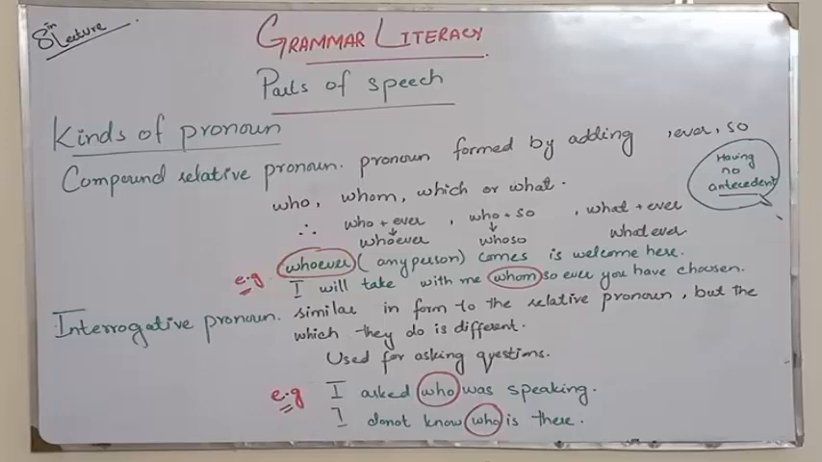The next one is: I will take with me whosoever you have chosen. Somebody is going to make some pair or group, and that person is telling the other person that whoever you are going to choose, I will take them with me. So here the compound relative pronoun is whomsoever, like any person that you have chosen, I'm going to take him or her with me. So these are called the compound relative pronouns.